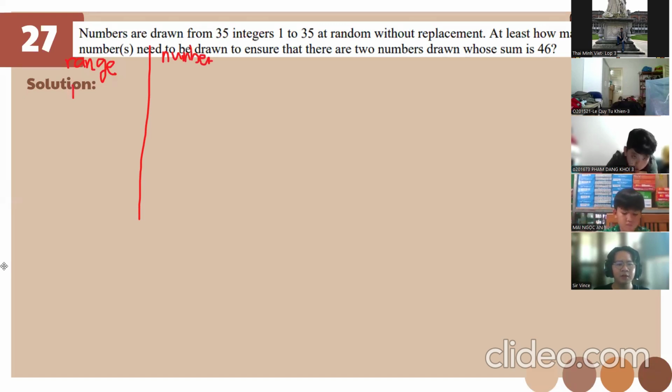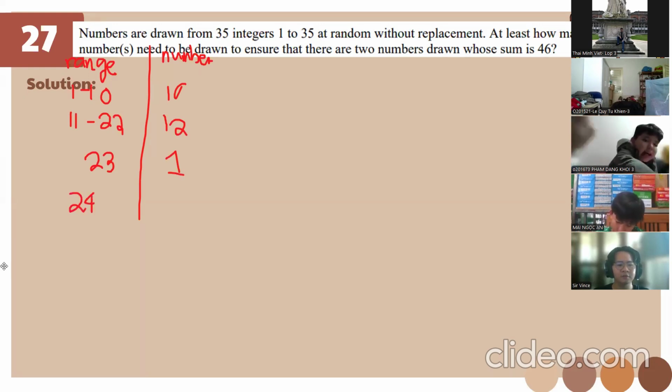So for 1 to 10, we're going to get 10. 11 to 22 is 12, 23 alone is 1, and 24 to 35 is going to be 12. Wait, let me break it down.